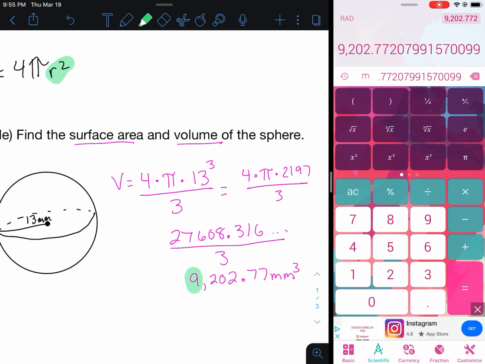Anytime you're working with volume, you're saying how much can fit inside of this. And it's a 3D object, so it has 3 dimensions, so that is why our answer is always cubed.